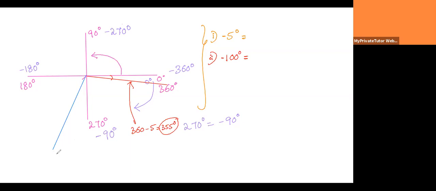No, Sultan. See, if a negative angle is given, we just need to add 360 to that. Negative 100 is given, so you will add 360 to that, which is 360 degrees minus 100, which is 260. So negative 100 is the same as 260 degrees. Okay, I will clear your doubts. Let's go to the next page.